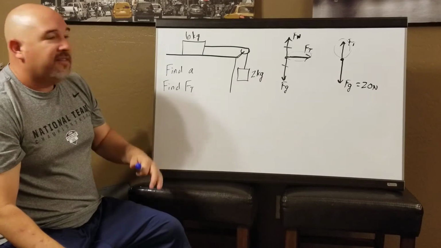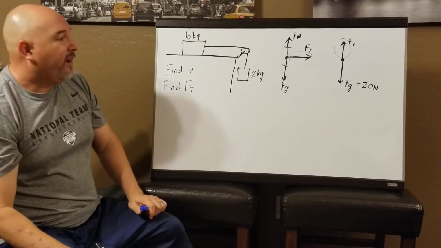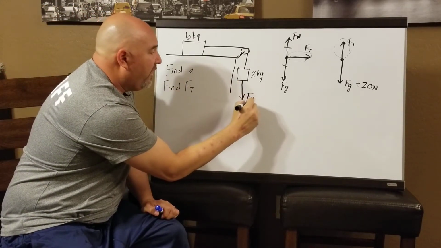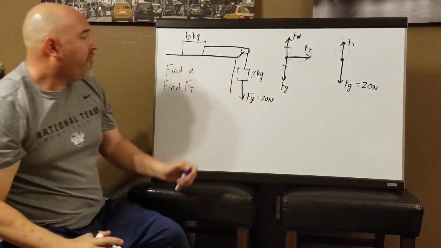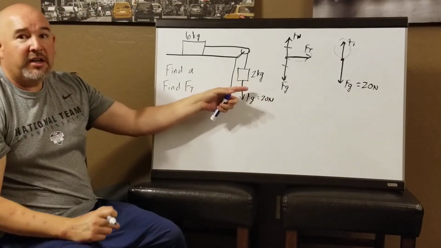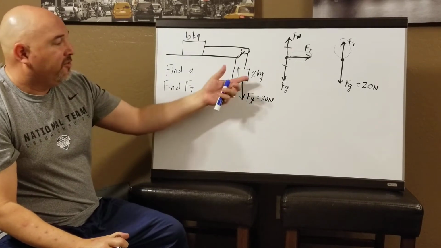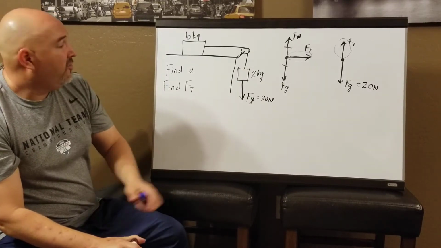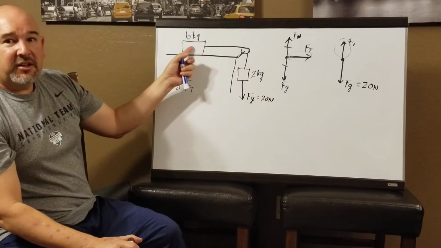Now, when I look at this, the reason this whole thing accelerates is because my force of gravity is pulling down right here. This FG right here is pulling down, and it's not just pulling the 2 kilogram block. If this was free fall, we'd have 20 newtons, mass of 2, acceleration of 10 meters per second squared, but this isn't free fall. This 20 newtons is pulling 2 kilograms. It's also pulling 6 kilograms.